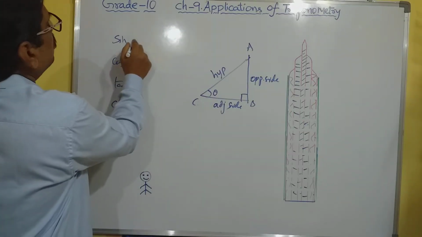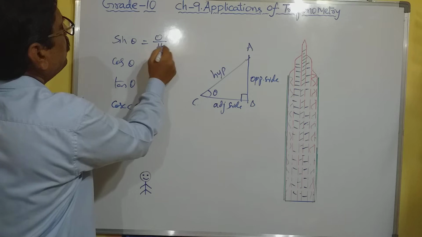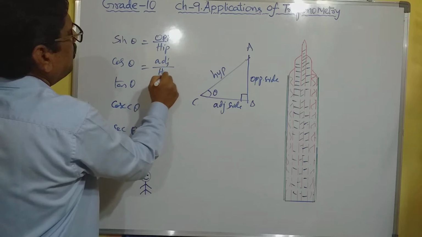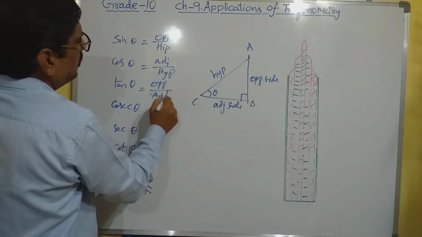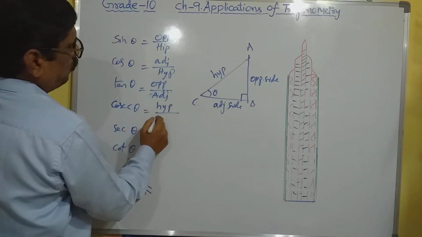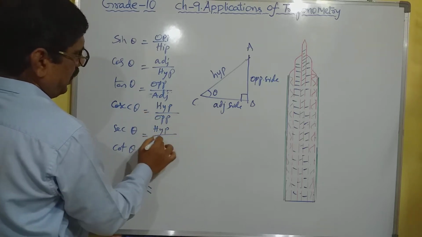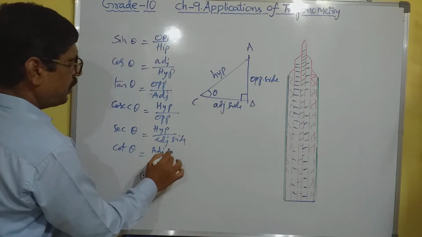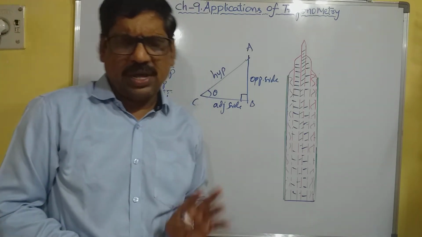Sine theta is equal to opposite side by hypotenuse, and cos theta is equal to adjacent side by hypotenuse, tan theta is equal to opposite side by adjacent side. Cosecant theta is equal to hypotenuse by opposite side. Secant theta is equal to hypotenuse by adjacent side. And cot theta is equal to adjacent side by opposite side. We discussed all these ratios in the earlier classes.